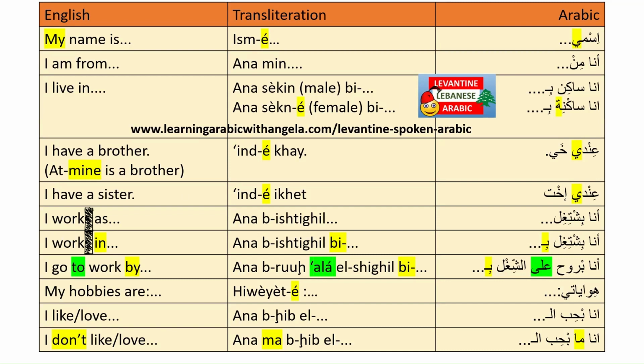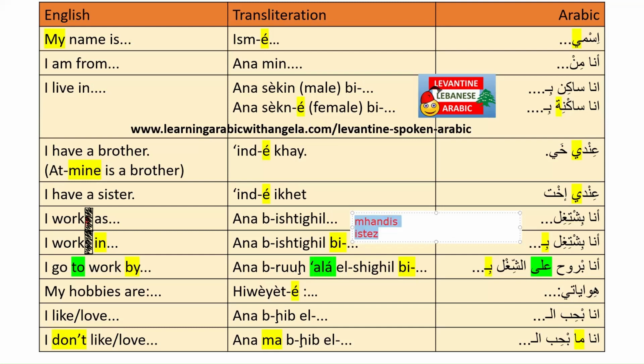Sorry for the typo over here. I work as أنا بشتغل. For example, أنا بشتغل دكتور. I work as a doctor. أنا بشتغل, for example, an engineer. مهندس. أنا بشتغل مهندس, a male engineer. أنا بشتغل أستاذ, a teacher, male teacher.